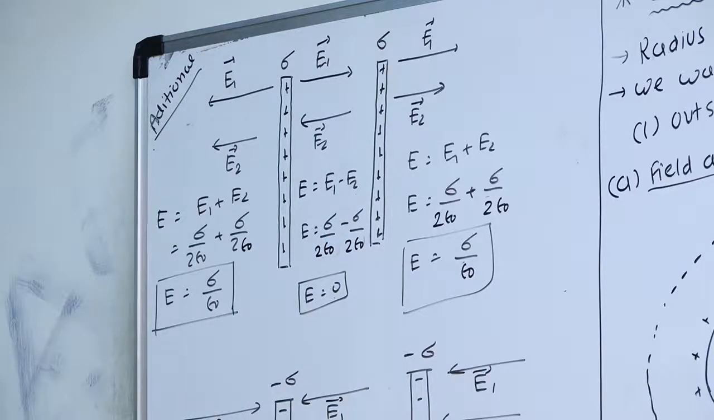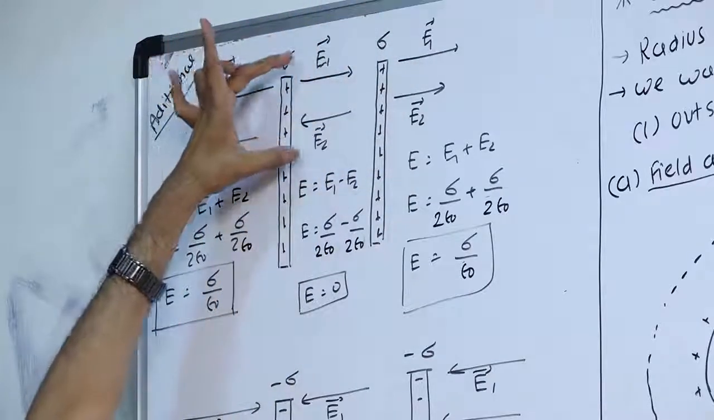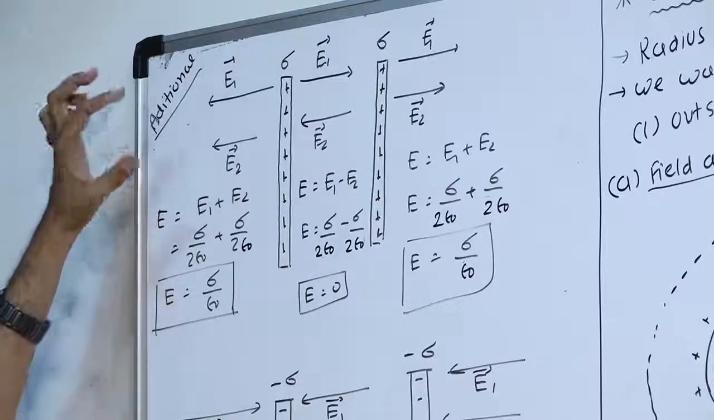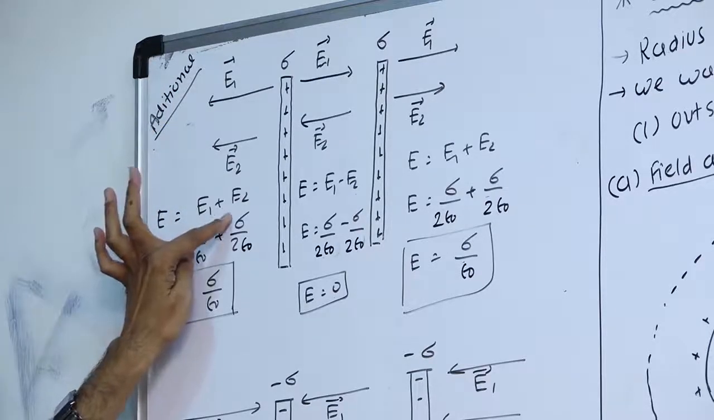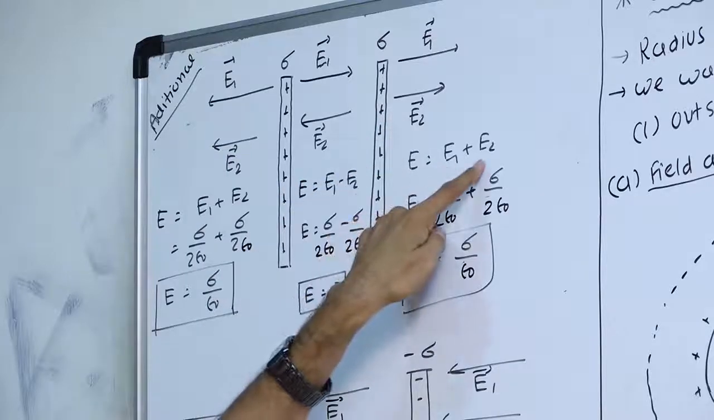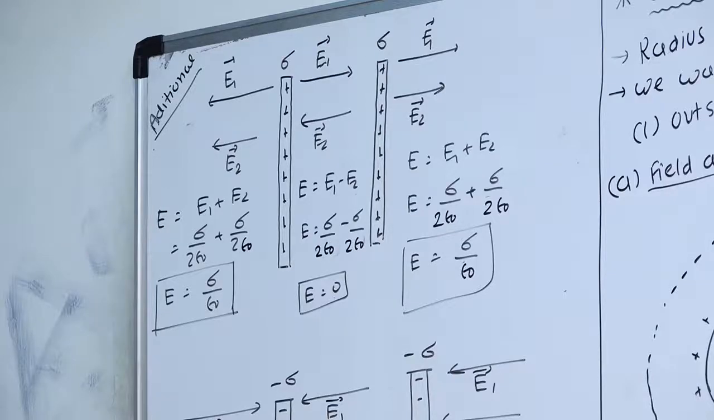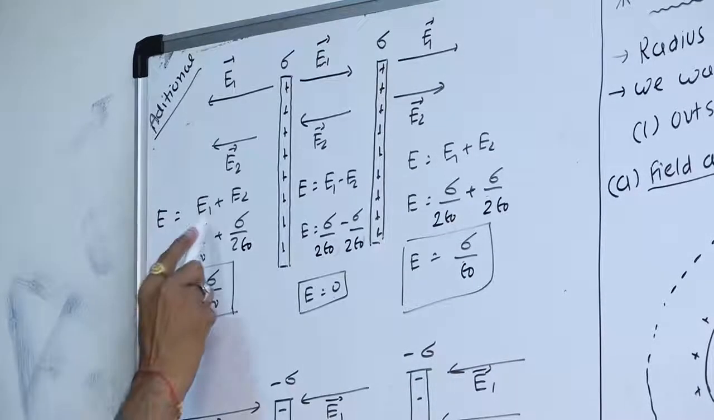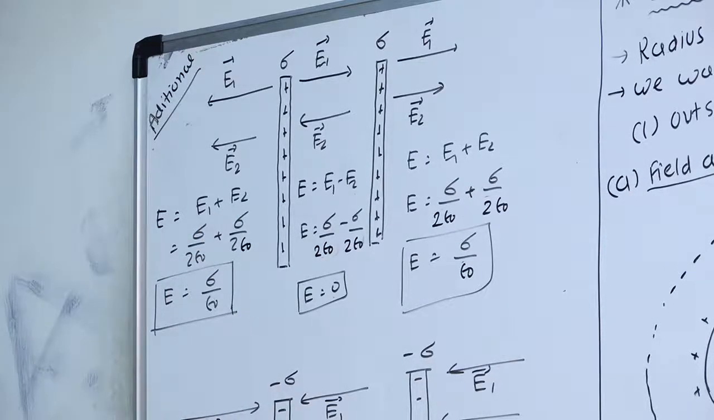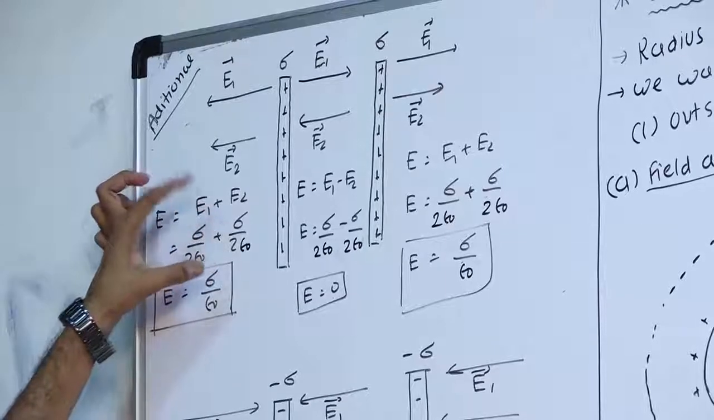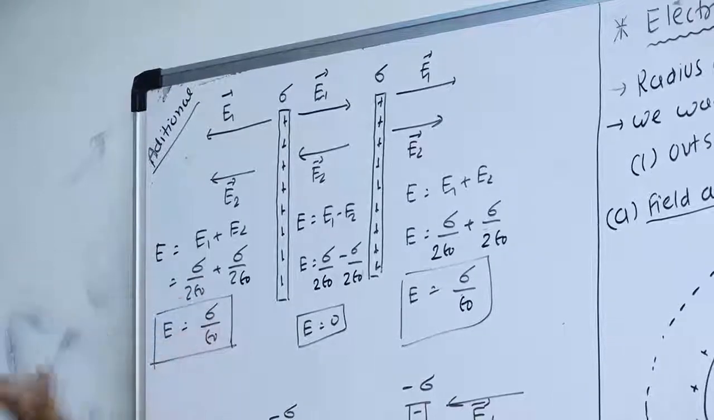Now observe the arrows. Outside the plates, these two arrows are in the same direction, but between the plates they are in opposite directions. If these two are in the same direction, naturally the resultant electric field is E1 plus E2. Again same direction, E1 plus E2. But opposite direction, it is E1 minus E2. We know very well, student, from the electric field we just studied, E1 is equal to sigma by 2 epsilon 0, and E2 is equal to sigma by 2 epsilon 0. So the total electric field is the sum, and the addition of these two gives E is equal to sigma by epsilon 0.